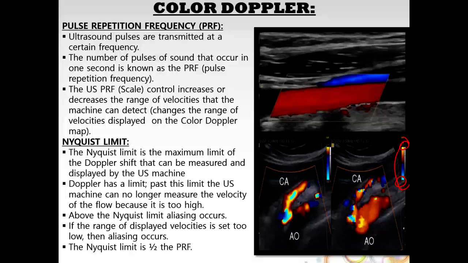The Nyquist limit. This is the maximum limit of Doppler shift that can be measured by the ultrasound machine. So Doppler has a limit. It's not unlimited. Past the limit, the ultrasound machine can no longer measure the velocity of flow because it gets too high. So above the Nyquist limit, aliasing is going to occur. So if the range of velocities you have set is too low, you're going to get aliasing. And the Nyquist limit is always going to be half of the PRF.